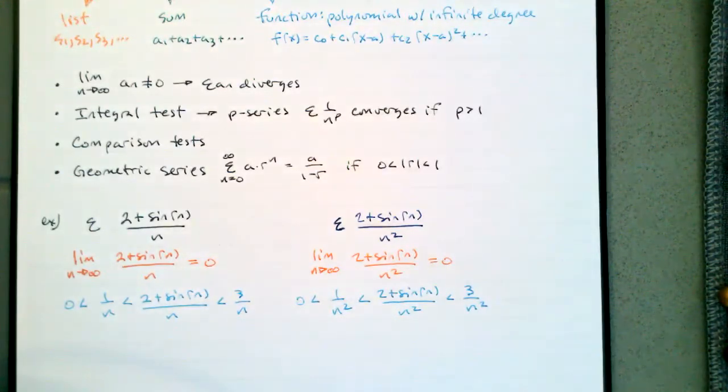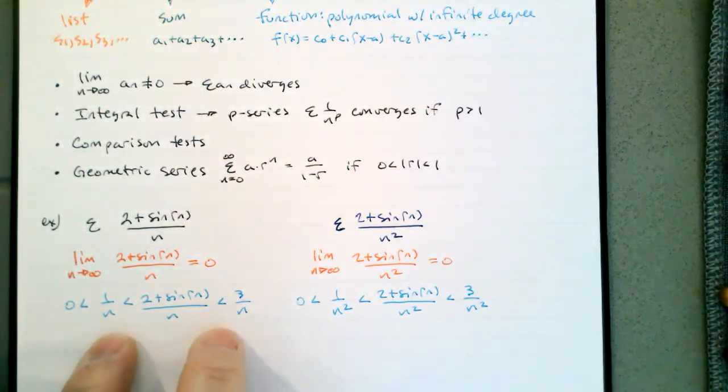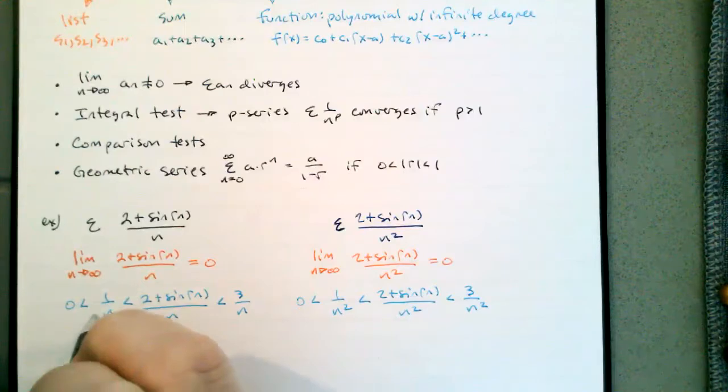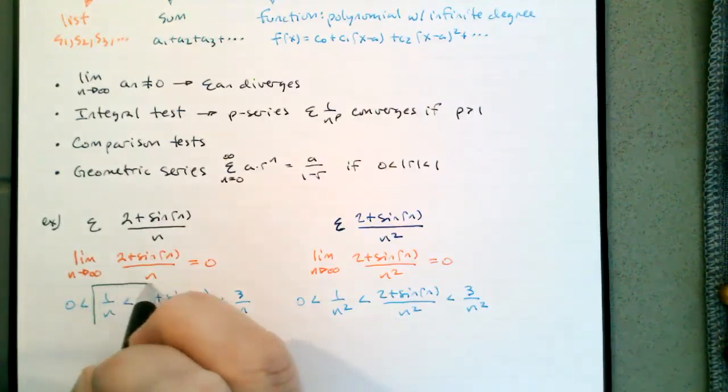The 2 plus sine n over n can be shown to diverge by comparison with 1 over n. So the important part of this statement here is that the 2 plus sine n over n is greater than 1 over n, and the series 1 over n diverges. So for this series over n, we're making a comparison to the series 1 over n. So the important part is right here. This is what's the important comparison here.